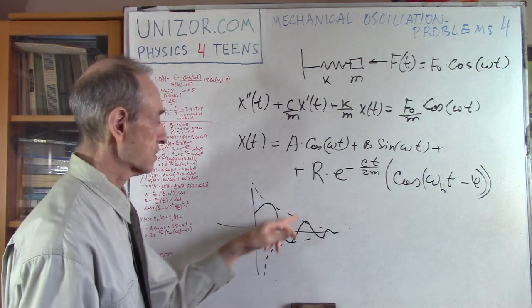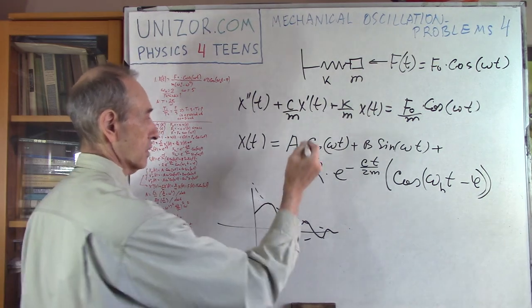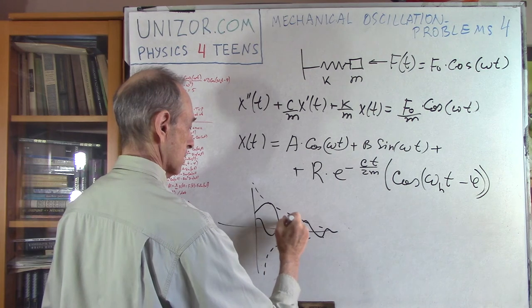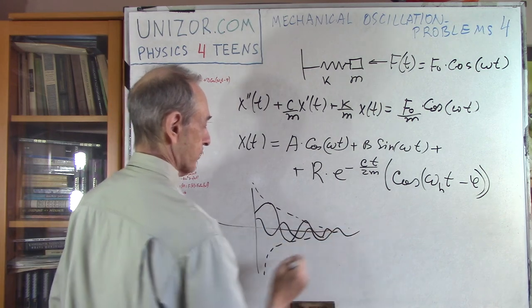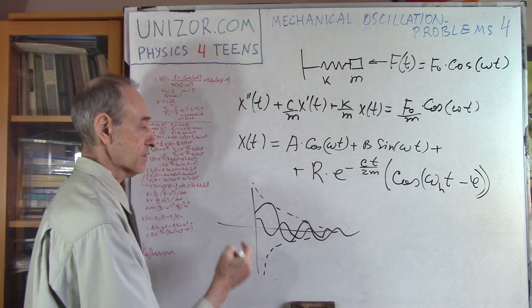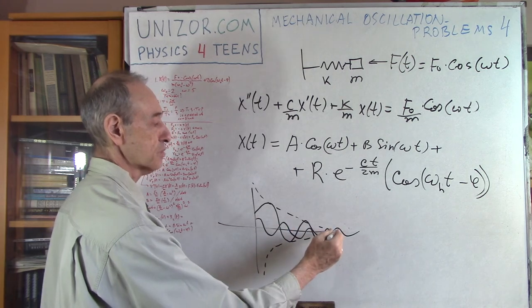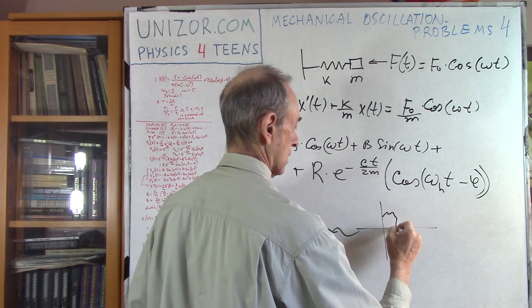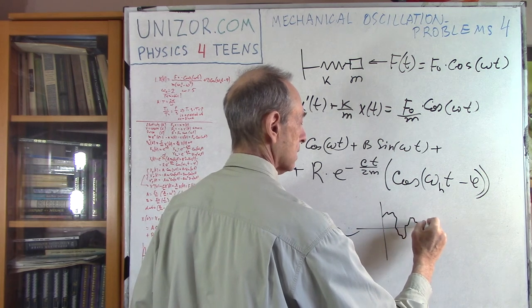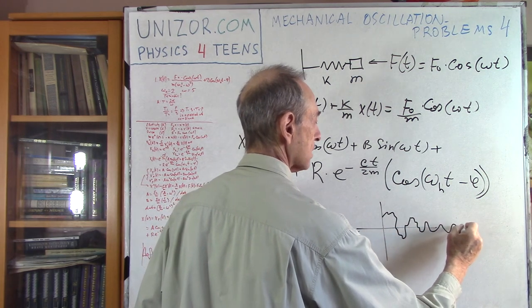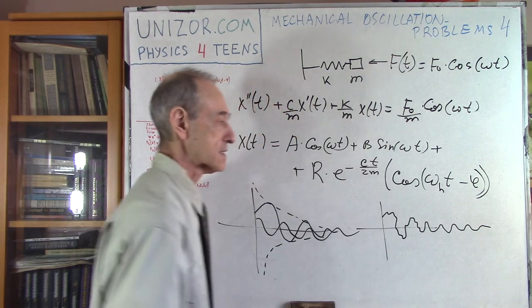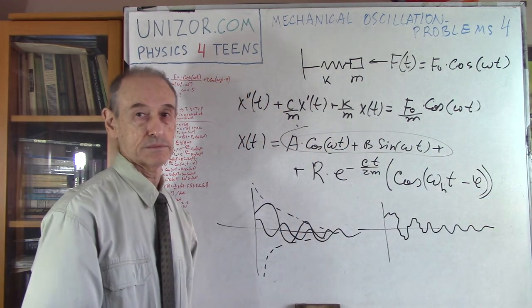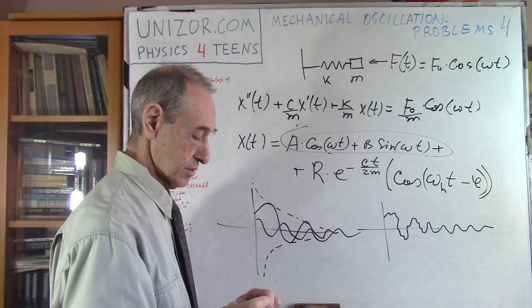So if I add to this, I will add something like this. I don't know how to put it. Let's say this. The result of this would be some kind of chaotic movement in the beginning, but then less and less it would be chaotic, and it would be more and more like a plain sinusoid because of this part. And that's very important.